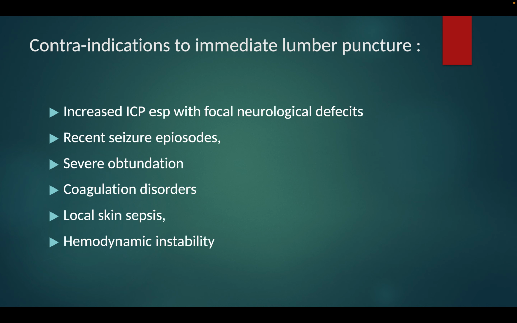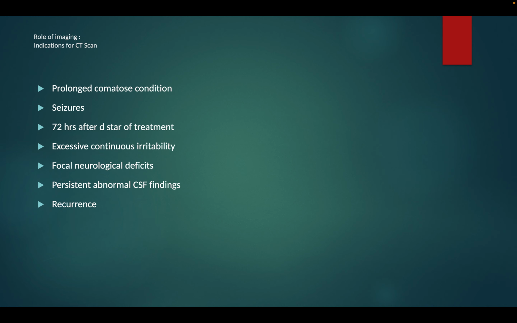Now, the contraindications to immediate lumbar puncture are, of course, increased ICP with neurological deficit, a recent seizure episode or severe obtundation, coagulation disorders, local skin sepsis, especially in the area where the lumbar puncture is performed, and of course hemodynamic instability. So all these clinical conditions can pose a problem as far as the lumbar puncture is concerned.